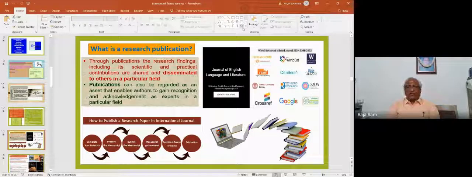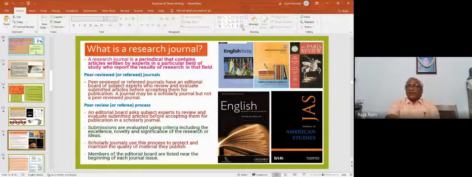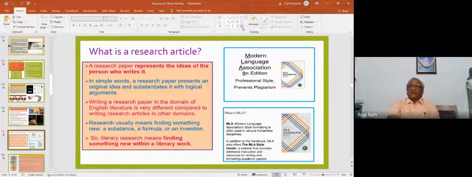And how to publish a research paper in an international journal? Complete the research, prepare the manuscript, submit the manuscript, get it reviewed, and wait for the decision: accept or reject. If it is accepted, it's okay. Otherwise, resubmit. The next slide would tell what a research journal is. I have just given an example of a few standard journals, apart from UGC listed journals. And then comes, what is a research article.